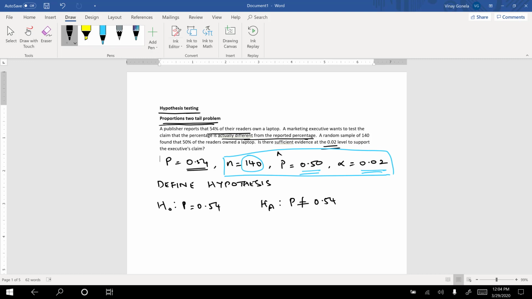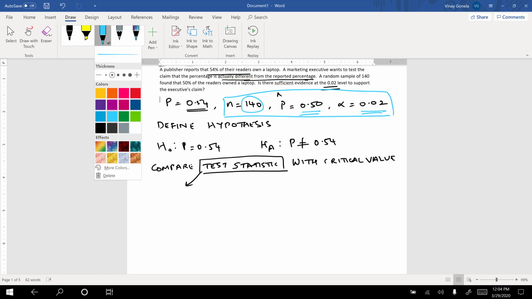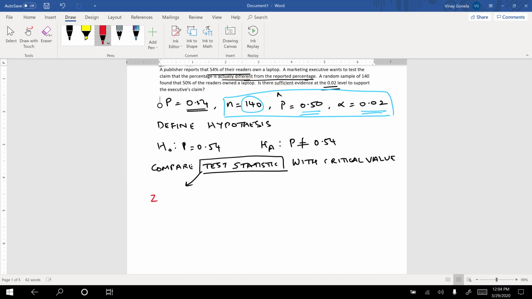So the next step of hypothesis testing is to compare the test statistic with the critical value. As we know, for the test statistic for proportion we are using z. So we will be using z stat. The formula is the same as one tail, which we discussed previously: p hat minus p over the square root of p times 1 minus p over n.